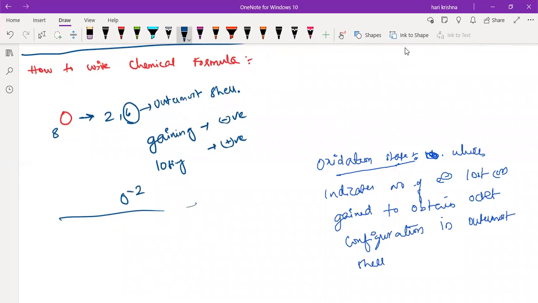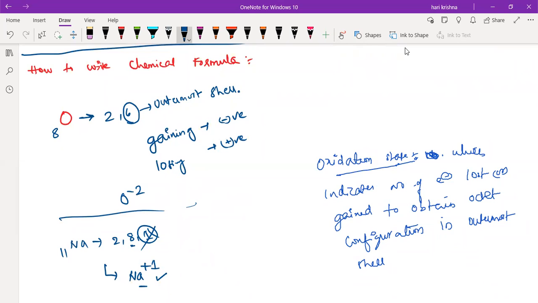Now, if you take one more thing, like Na. What is the atomic number of Na? 11. What is the electronic configuration? 2, 8, 1. Now, if Na loses this electron, it can get the octet configuration, right? So Na will show what? Losing means plus. How many electrons? 1 electron. So Na will always show +1.